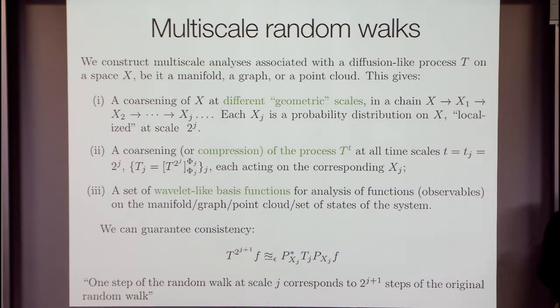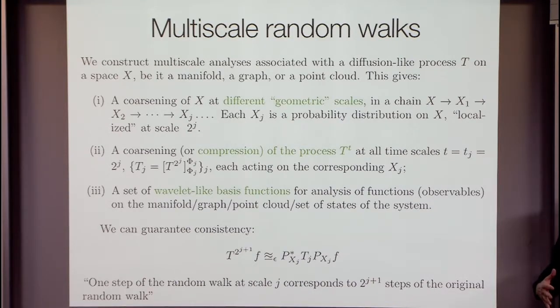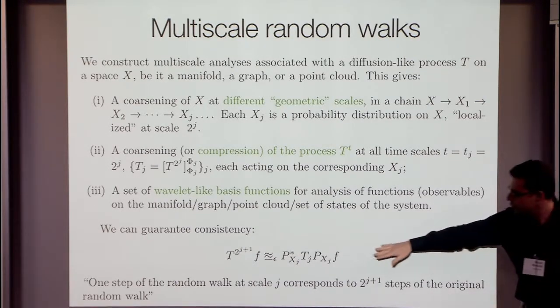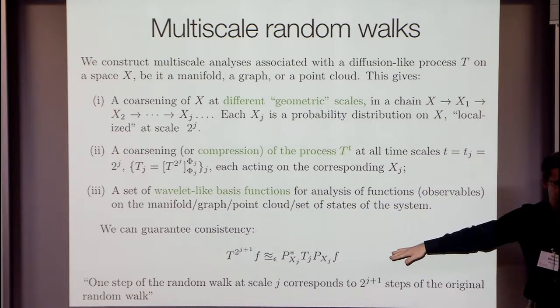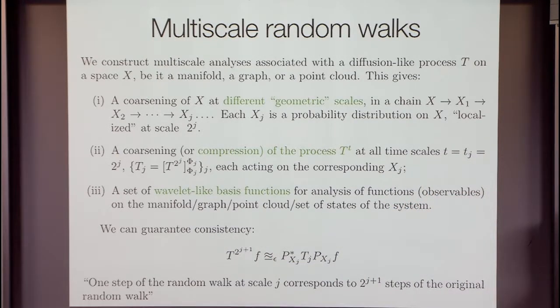So think of running the random walk as smoothing out features of a function f. If you start with an f which is very regular on the graph, applying T smooths it out. The more you run the random walk, the smoother the object that you obtain. And so what we're going to lose at scale j are all the details that have been killed by running the random walk for time 2 to the j plus 1. No more, no less, actually. Exactly that amount of detail.